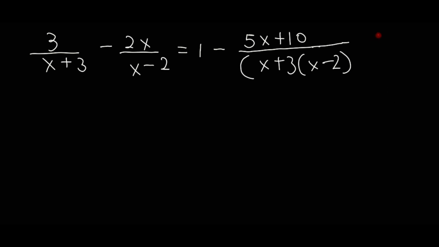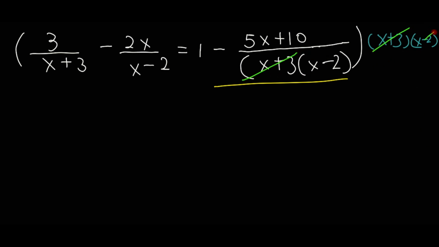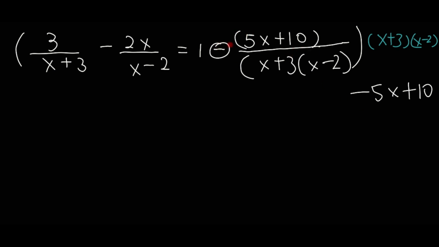So I LCD and conclude our x plus 3 and then x minus 2, and then from there we can multiply everything. For this one, you see x plus 3, you cancel x plus 3, and then x minus 2, you cancel x minus 2. Then we are left with this term, but we write in this way: we write minus and then open the bracket and then write 5x plus 10. So do not make this mistake of writing minus 5x plus 10, because the negative applies to everything. Remember this part is a minus, so this negative applies to everything. So be careful with that little mistake.